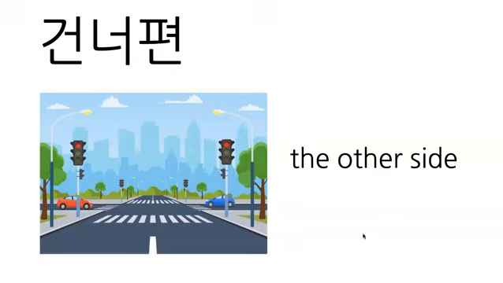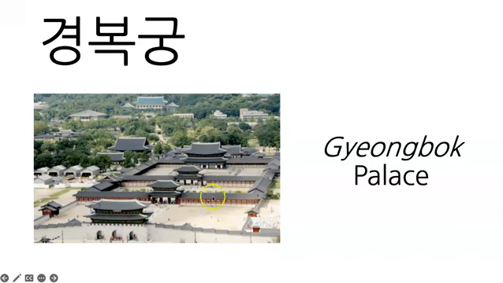건너편, this is one of the location nouns. This is one side and this is the other side. So the across from the street, that's 건너편. 경복궁, 경복, this is the name of the palace. 궁 meaning palace. So this is a picture of 경복궁.